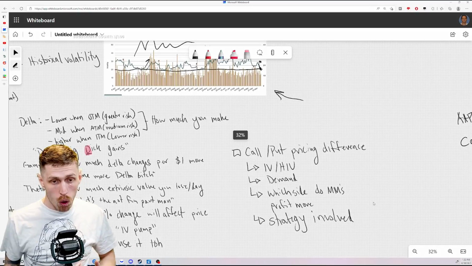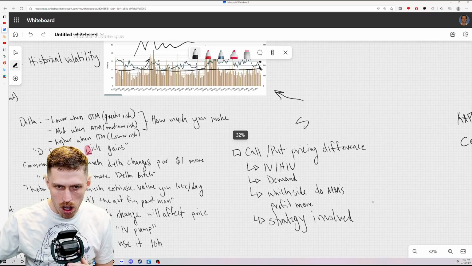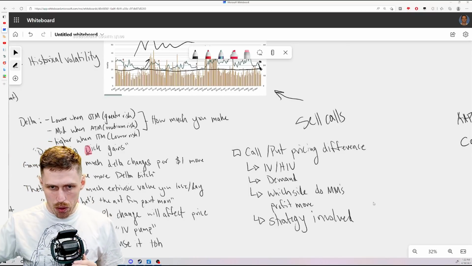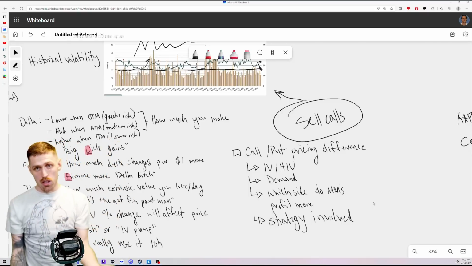But as a whole, market makers want to profit. They want to sell calls and collect premium. So if there's a whole bunch of open interest, there's a whole bunch of demand, people are willing to pay the price, typically market makers want to collect that premium. What happens when they collect that premium? You see a stock price go down.